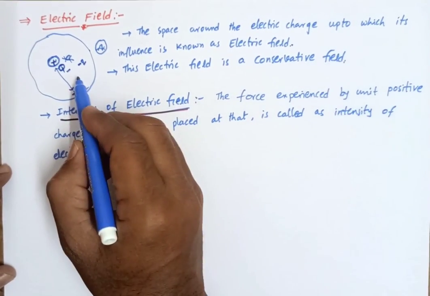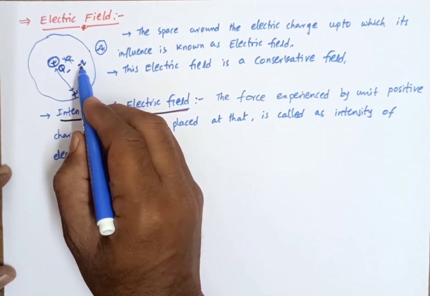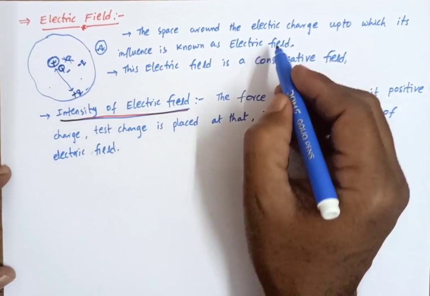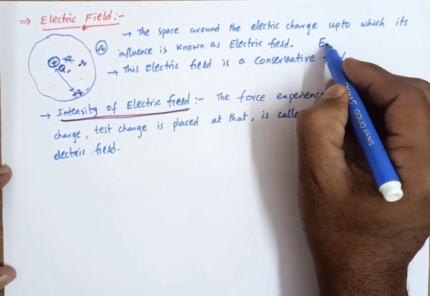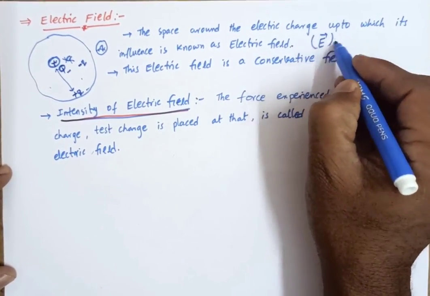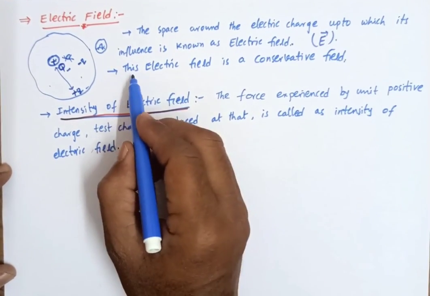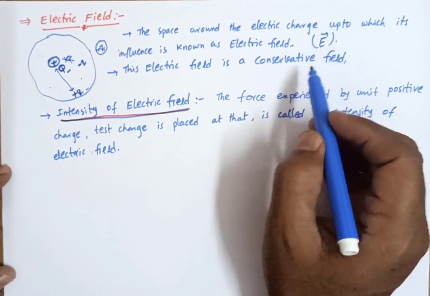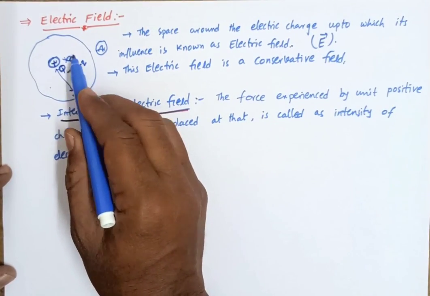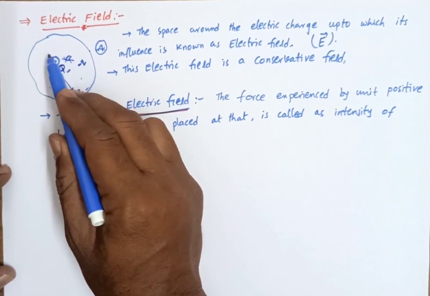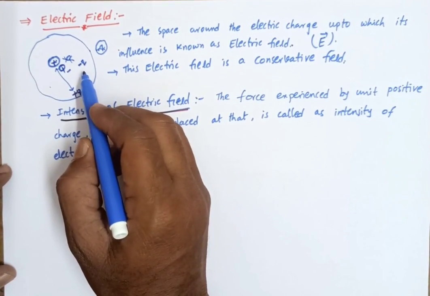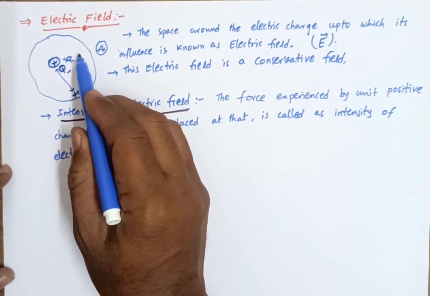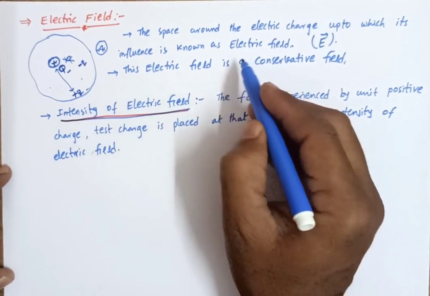For example, we consider different charges here, minus q and plus q. This electric field is denoted as E bar. Here the electric field is a conservative field. For multiple test charges, the total electric field, the net electric field, is conserved.